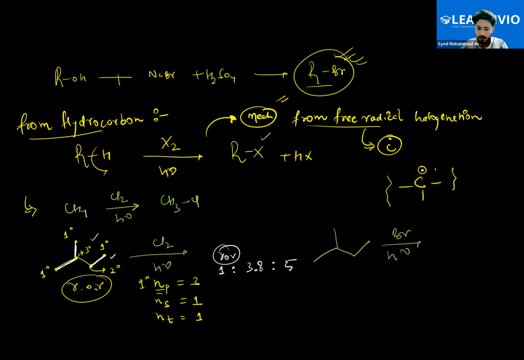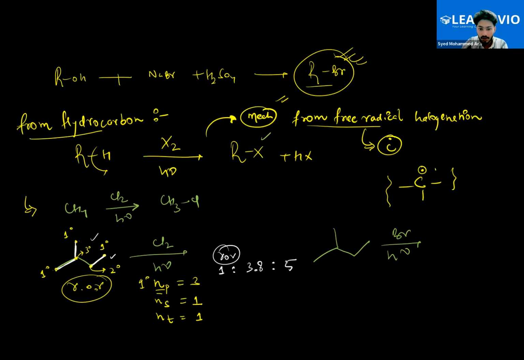The numbers I have written are the rates of reactivity. We have done the experiment, and in that experiment we found these rates. Rate means this is the ratio, so this thing does not have any unit. Ratio means in comparison to this one, this one is so much faster.